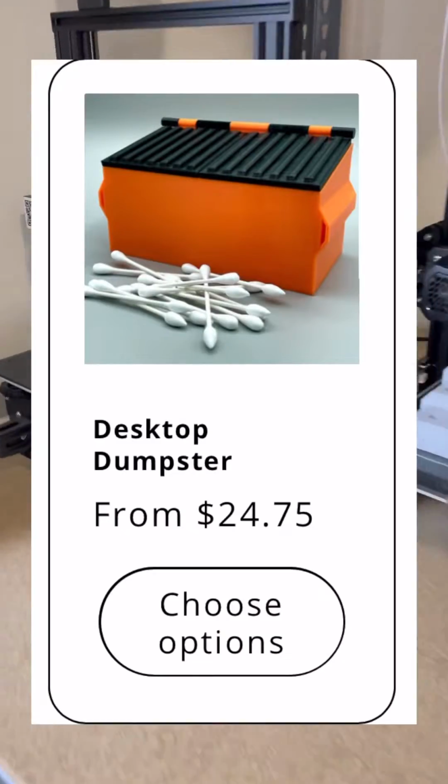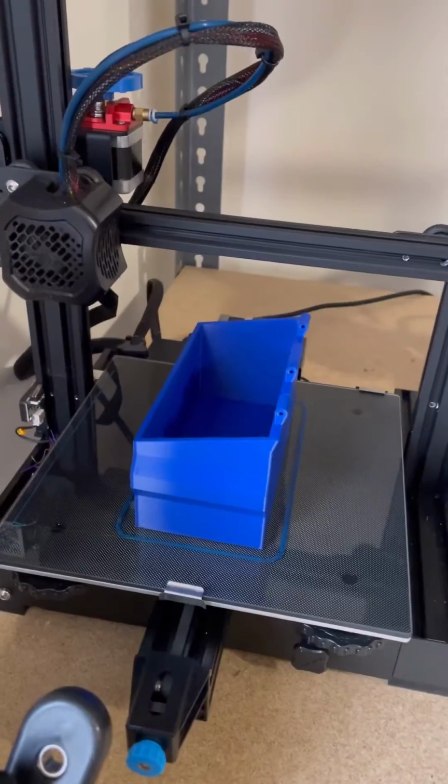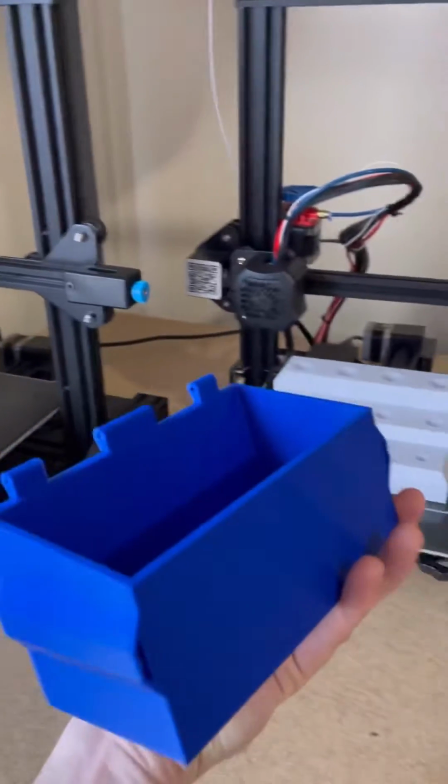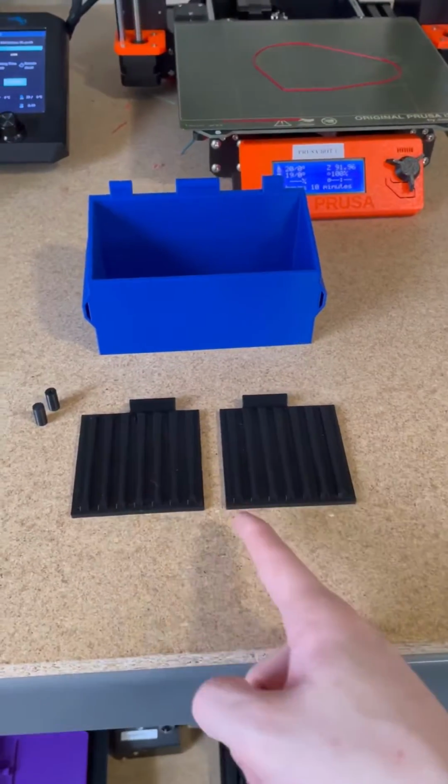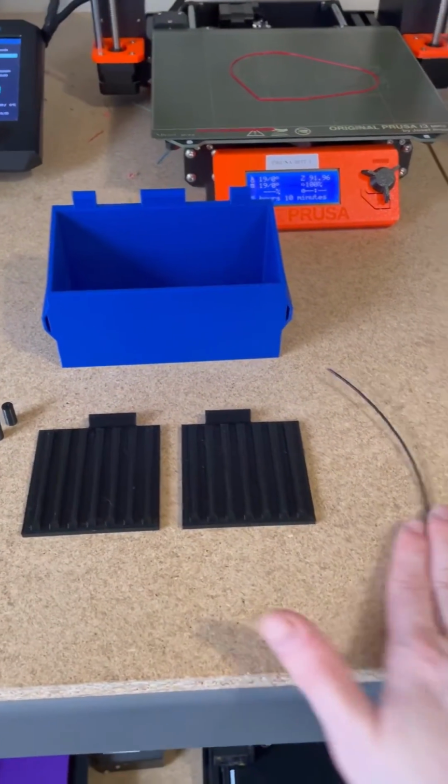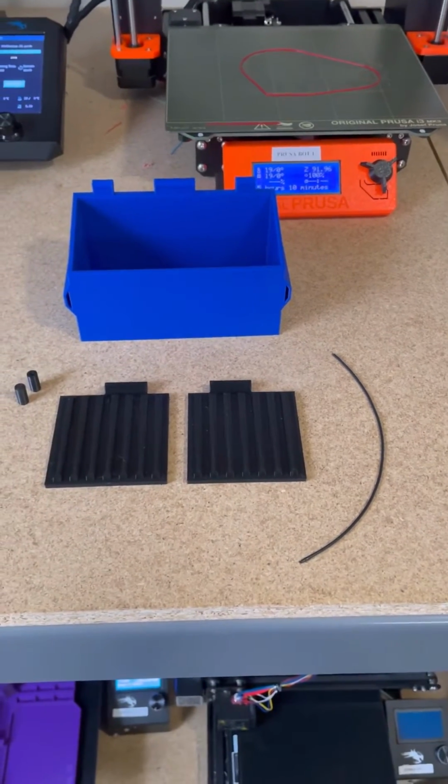Somebody ordered a mini dumpster from my Etsy shop, so let's go ahead and assemble this. Now that we got the base printed, we're ready to go. I already printed out the lids and the end caps before I got this video started, so let's take our piece of filament and get this assembled.